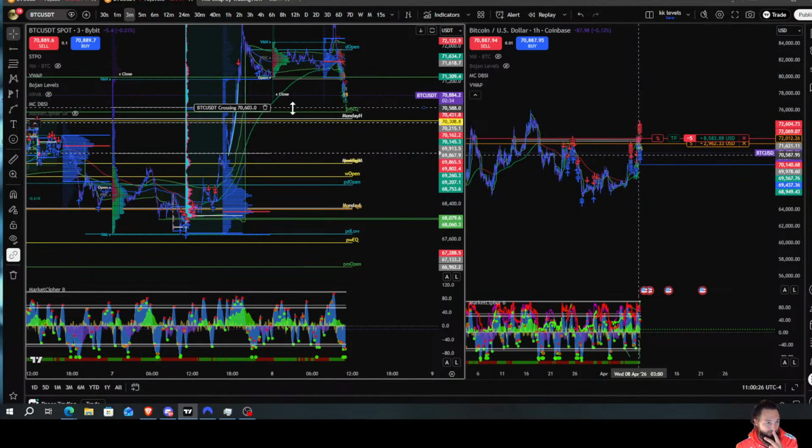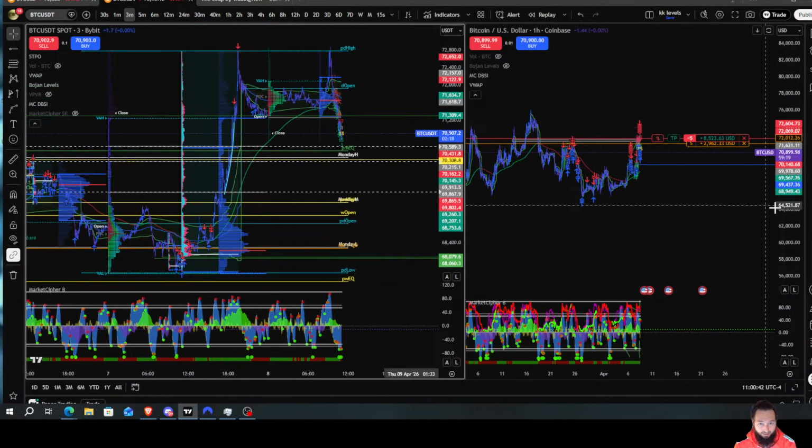So if we break the single print, come inside the range, it's highly likely we're going to come down to here. So I'm going to keep two open in case it comes all the way down here. So I keep making money. That's how you play the game. Risk management, right? You get in. I got in right here at the top.